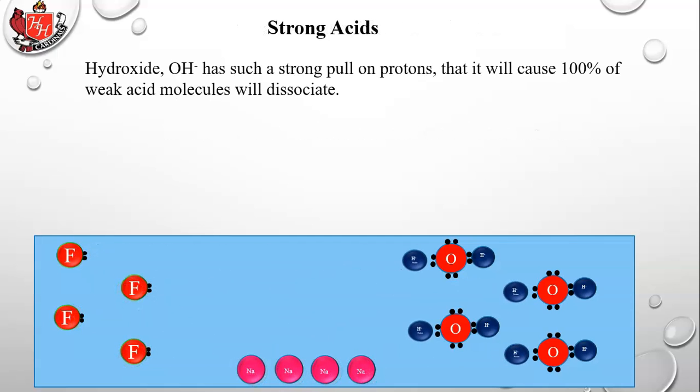Well, the answer is all of them. Hydroxide really pulls strong on those protons. So for a weak acid, if it's in the presence of hydroxide ions, it acts like a strong acid. It totally gives up its protons. That's only to hydroxides for a weak acid. Okay, strong acid gives them up to anything. A strong acid would give up all of its protons to hydroxide as well.